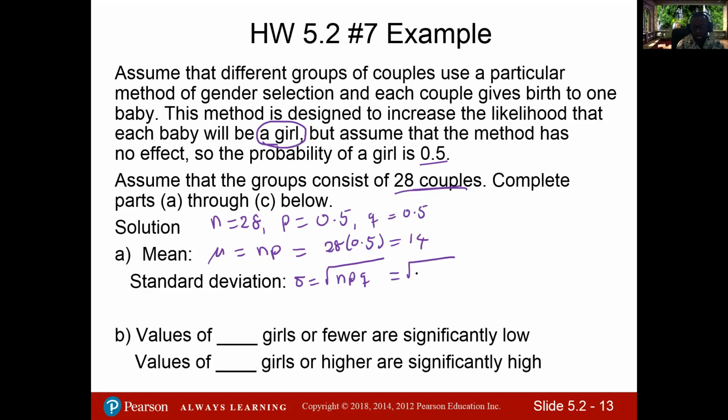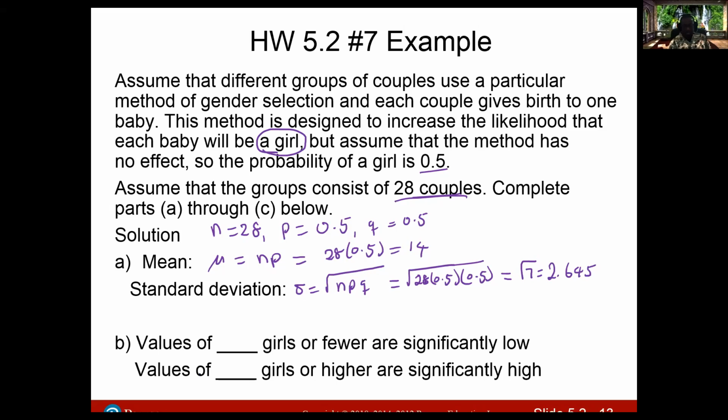So the square root of 28 times 0.5 times 0.5. You get the square root of 7, which will give us 2.645. All right, so that gives me part A.